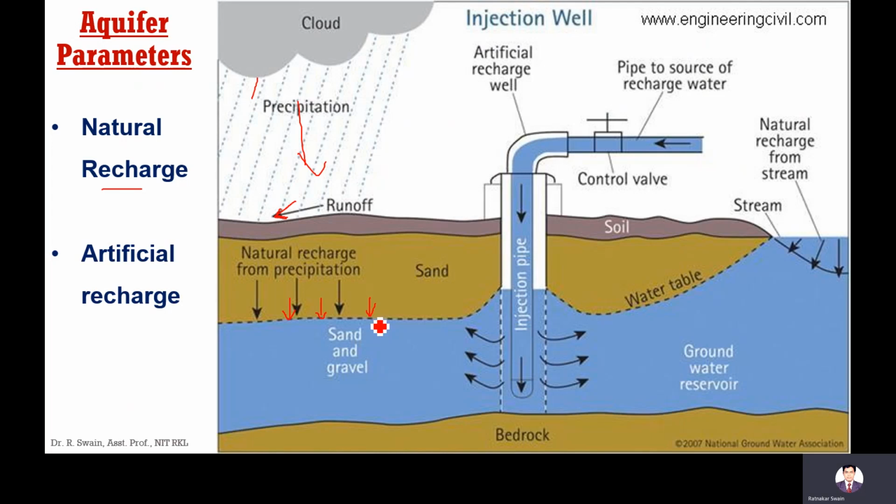is called natural recharge. And if we pump water into this groundwater table just to increase the water table level, meaning to increase the groundwater storage, this is done artificially. This is called an injection pipe. Through this pipe, the water is injected into the groundwater table, so it increases the storage and the level of groundwater, that is, the water table.